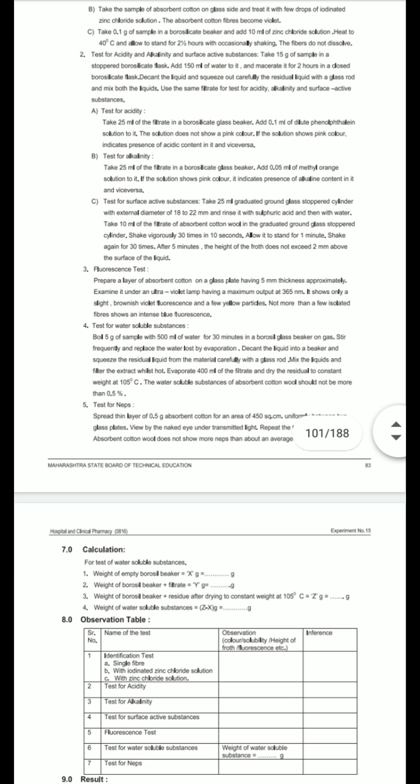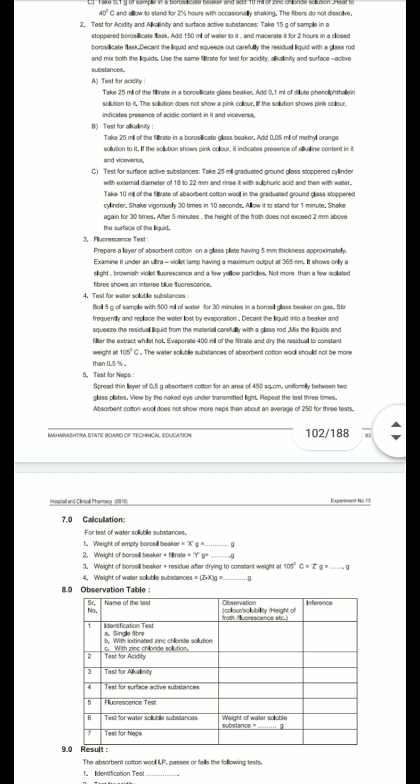Then test for alkalinity. Take 25 ml of filtrate in a borosilicate glass beaker. Then add 0.05 ml of methyl orange solution to it. If the solution shows pink color, it indicates the presence of alkaline contents in it and vice versa. Then test for surface active substances.